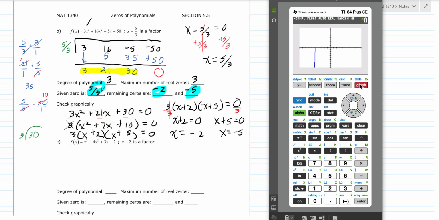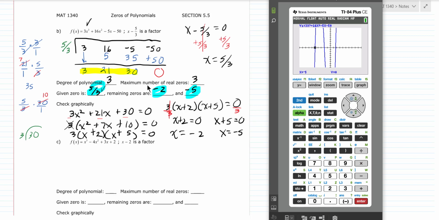Okay, and let's graph that in standard window. Let's just look at the zeros. Let's start at 5/3. What you can do is trace 5 divided by 3, and out comes a 0. So that's correct. Let's trace the -2. That's also 0. That's an x-intercept. And finally, trace -5. That's another 0. So it's all right. These are the 3 x-intercepts.